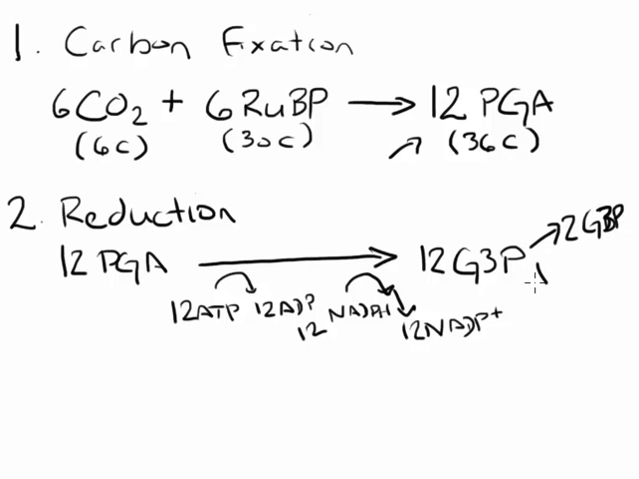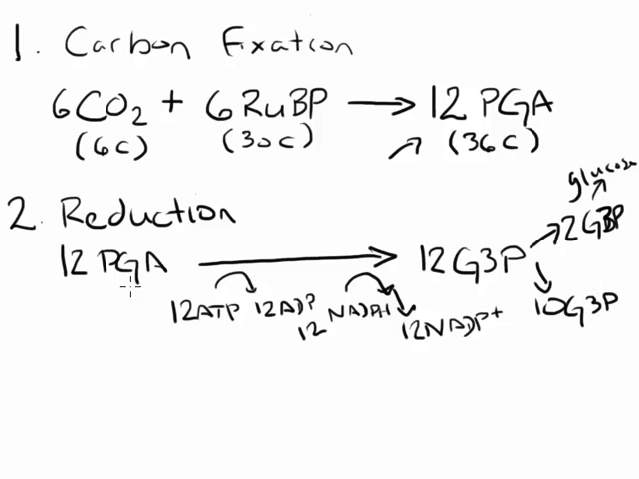Now, 2 of these, 2 G3P, that's a 3. Imagine that's a 3. Those are going to be what's invested to make our glucose. Glucose is a 6-carbon compound, and so you need to have 2 of these 3-carbon compounds to make it. And then the other 10 G3P, they're going to be used in the next step.